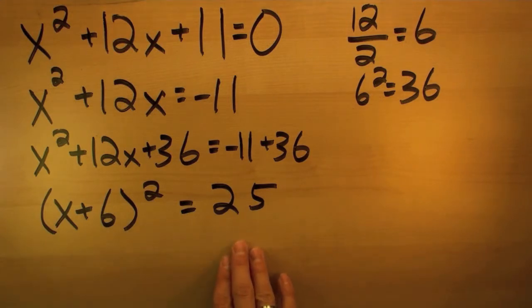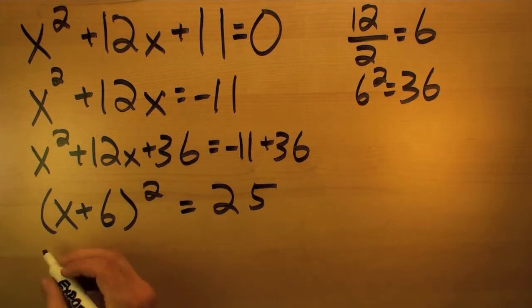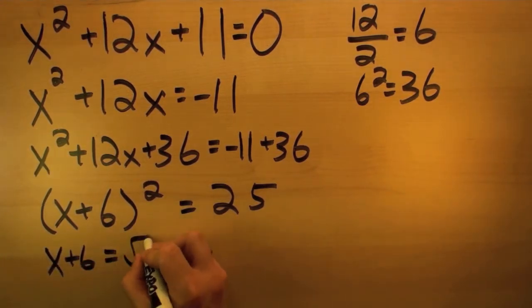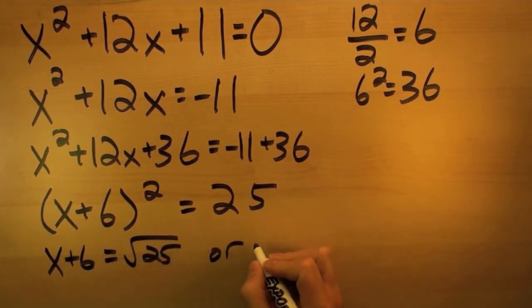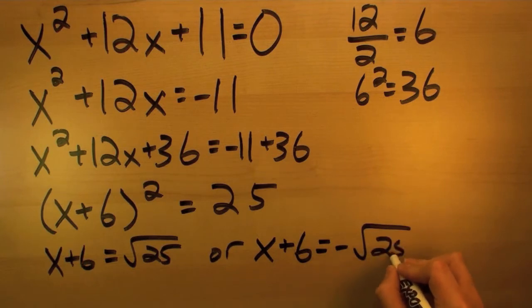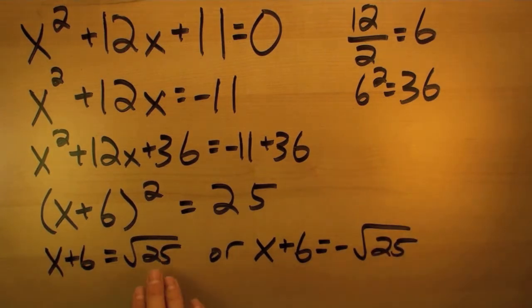Now we have put this in the form in which we can apply the square root property. Namely, x plus 6 is equal to the square root of 25, or x plus 6 is equal to negative square root of 25. The square root of 25 is 5, so if we subtract 6, we get x equals negative 1.